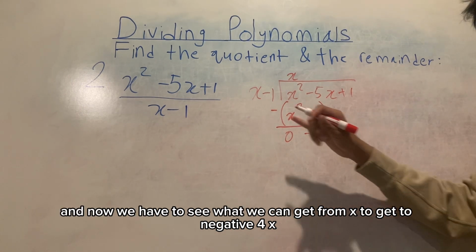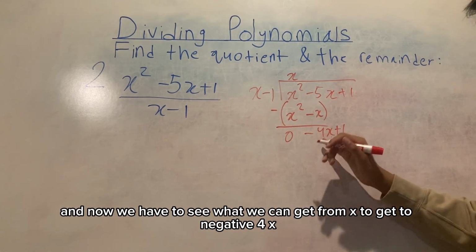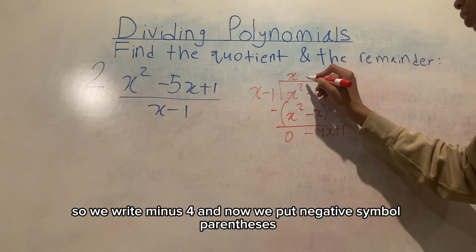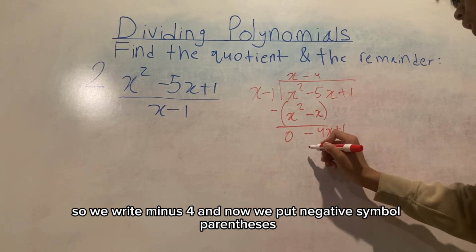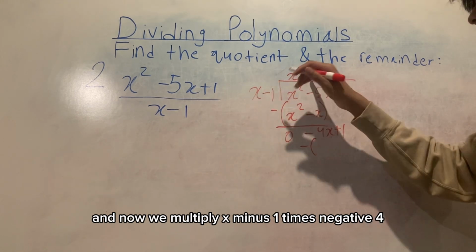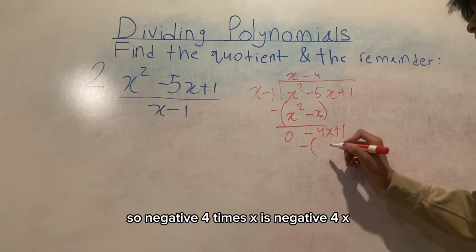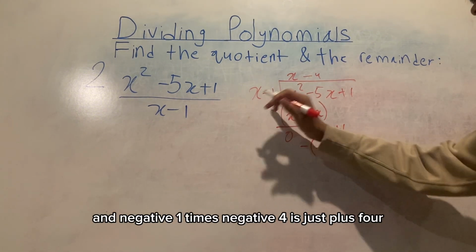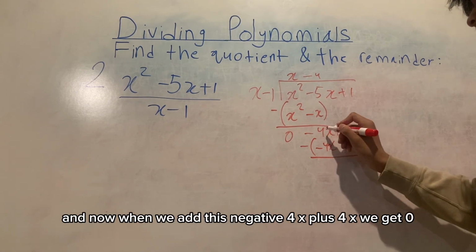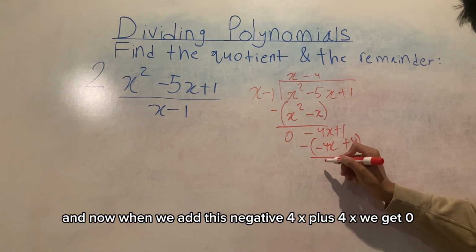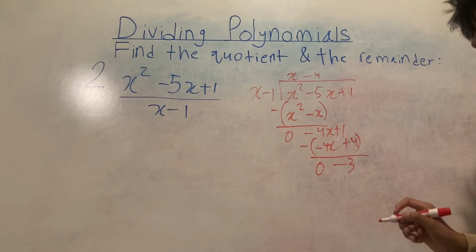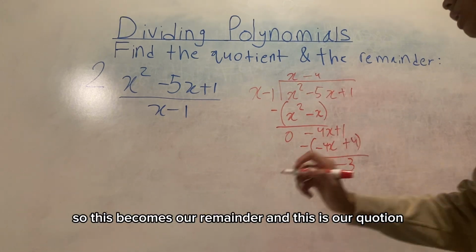And now we have to see what we can do to x to get to negative 4x. All we have to do is multiply by negative 4. So we write minus 4, and now we put a negative symbol and parentheses, and multiply x minus 1 times negative 4. Negative 4 times x is negative 4x, and negative 1 times negative 4 is just plus 4. Now when we add this, negative 4x plus 4x, we get 0. And then 1 minus 4 is negative 3. So this becomes our remainder, and this is our quotient.